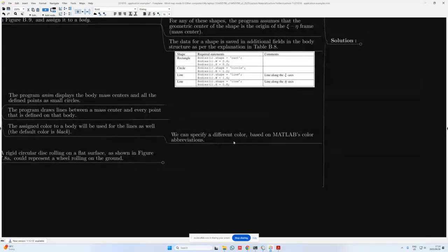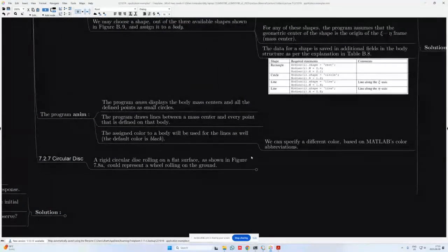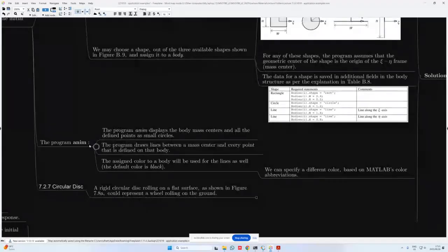Now we can specify a different color based on MATLAB's color abbreviations. The same way, in other words, when we do a plot where we specify either R, G, B, K to denote the different colors, we can do exactly the same when we define the color for the different shapes in the animation pane. All right.